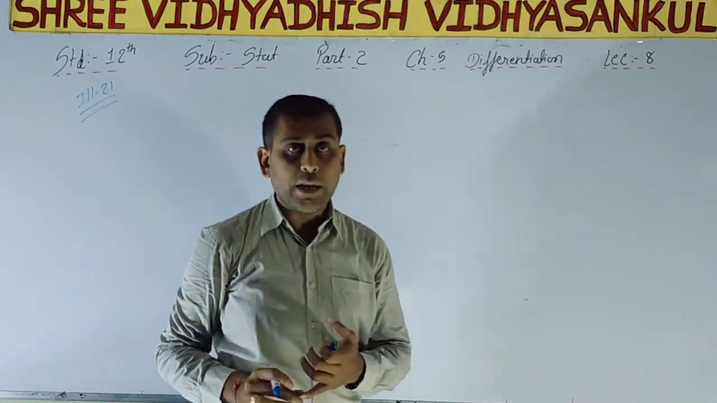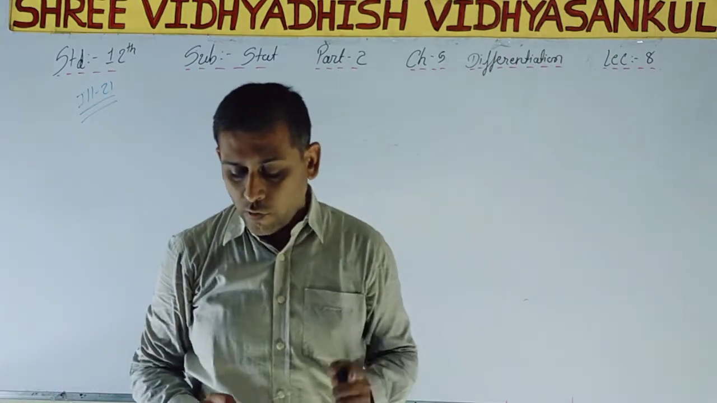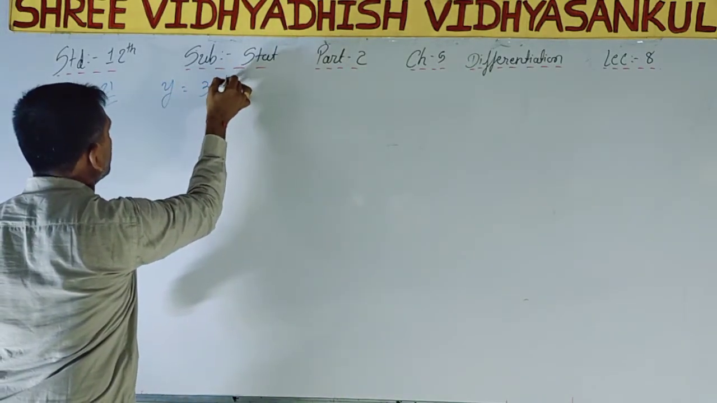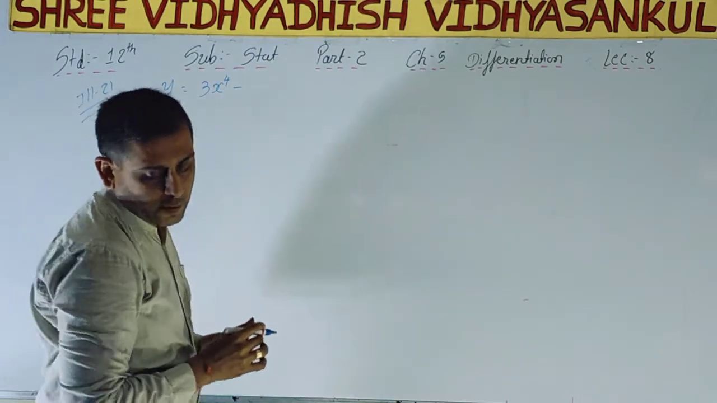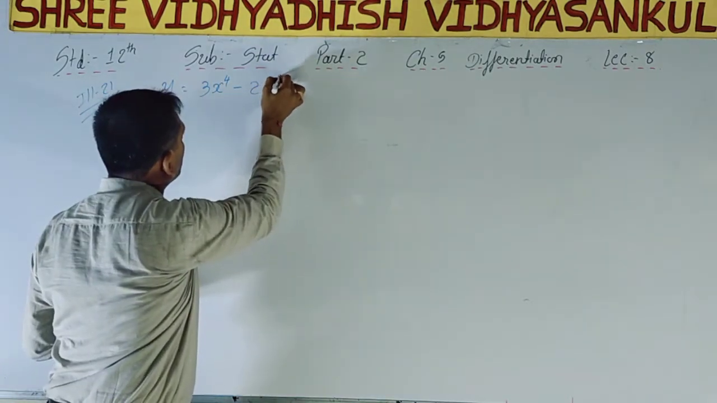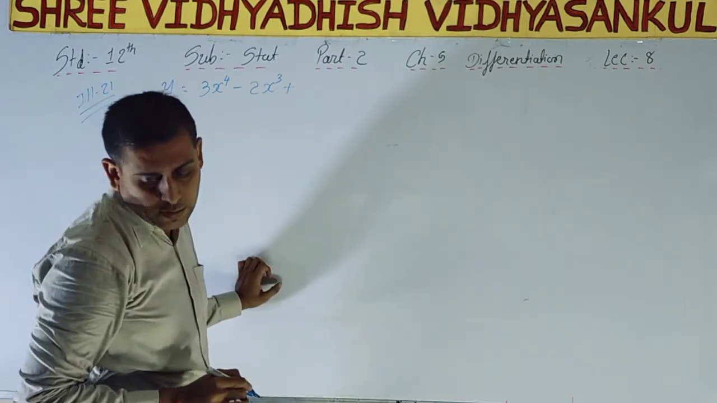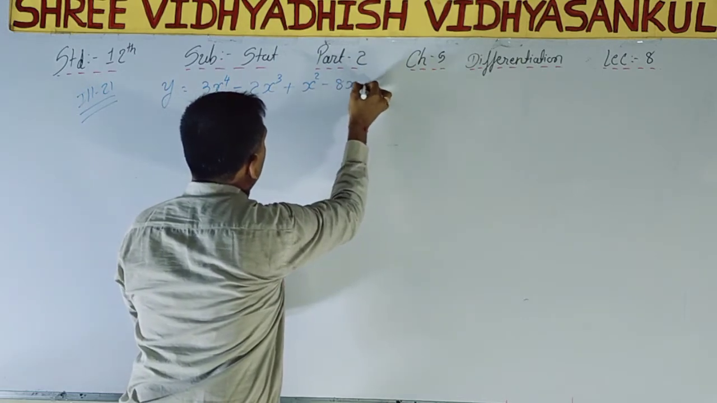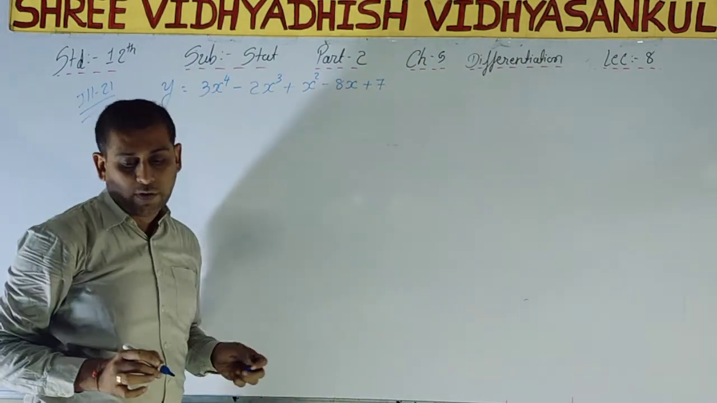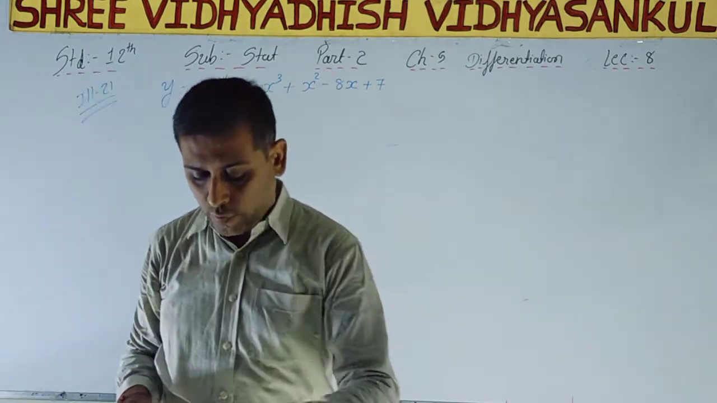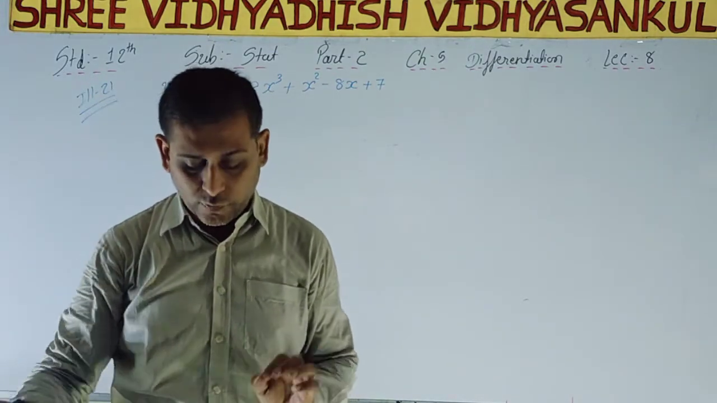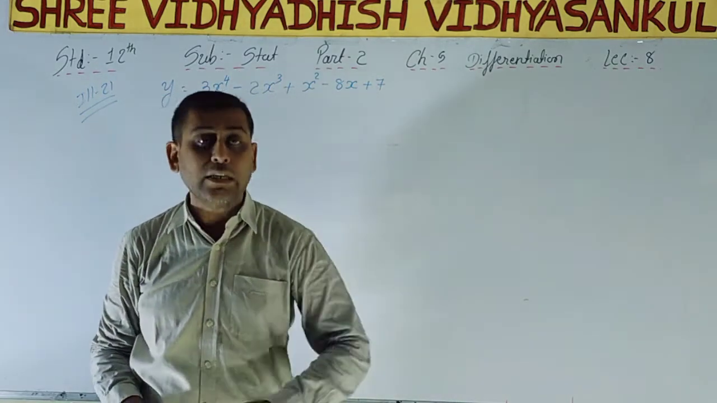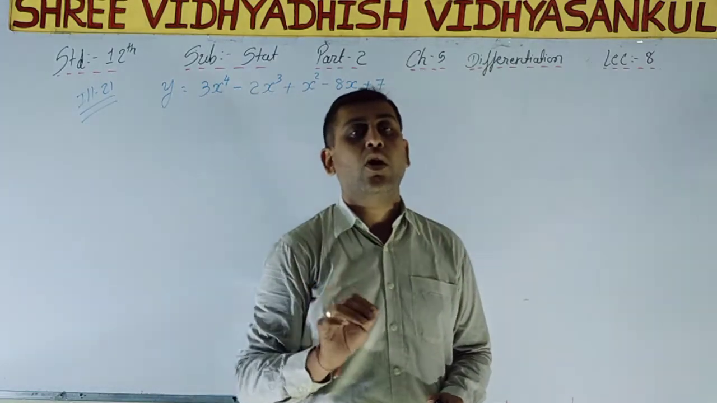Obtain dy by dx for y is equal to 3x raised to 4 minus 2x cube plus x square minus 8x plus 7. Okay, so we have to find out dy by dx. From this also obtain its value at x is equal to 1. See, the question is wrong here.